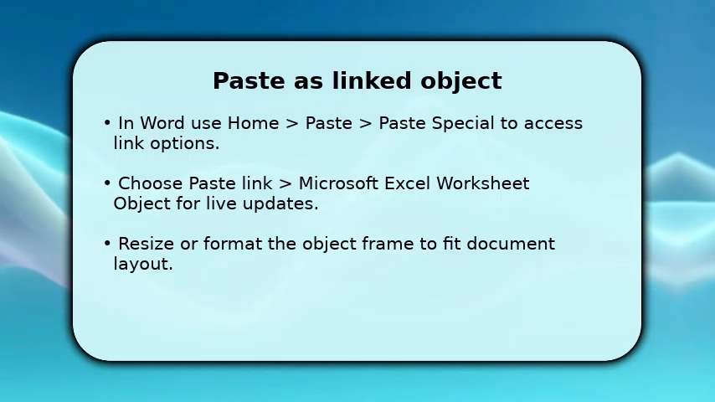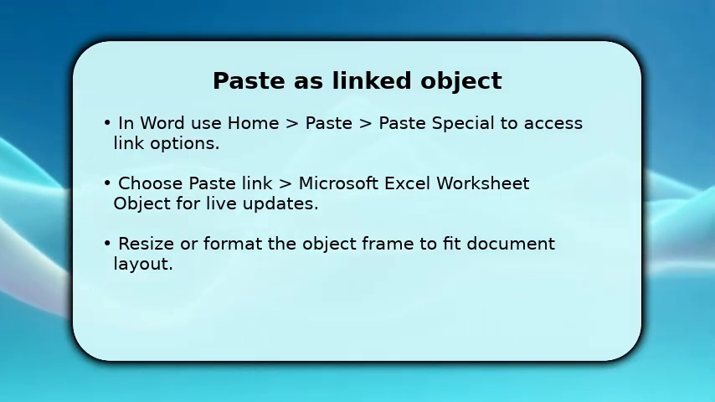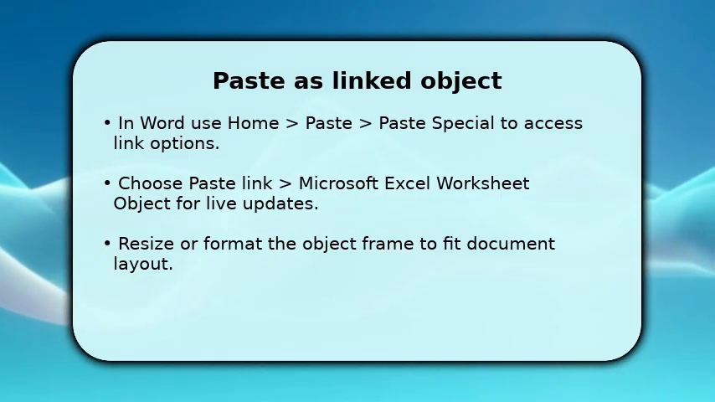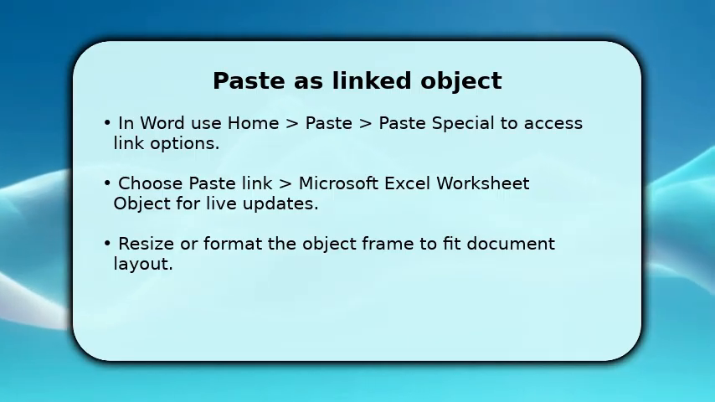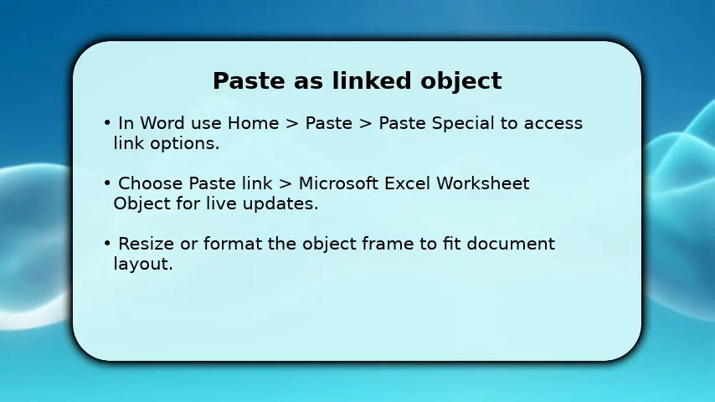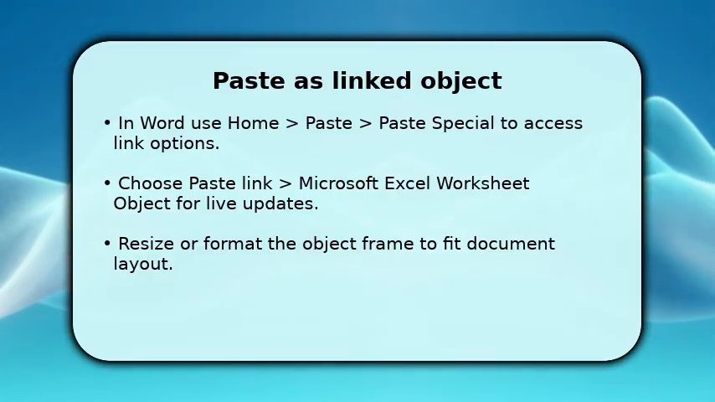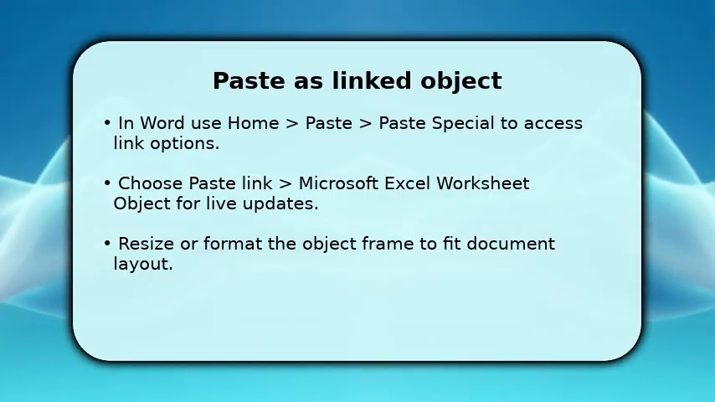Once pasted, you can resize the embedded frame and format its border. Word preserves Excel formulas and formatting inside that object. Make sure the Excel file path stays unchanged if you want automatic updates. If you need the table to flow with text, change layout. Finish by saving both documents in the same folder so relative paths are simpler.